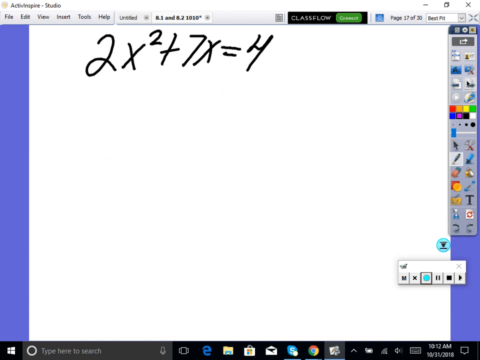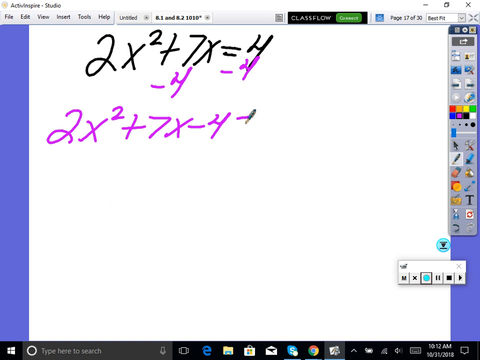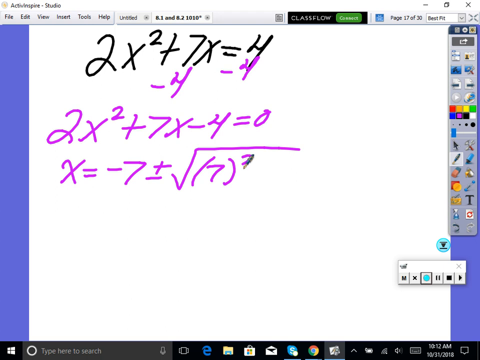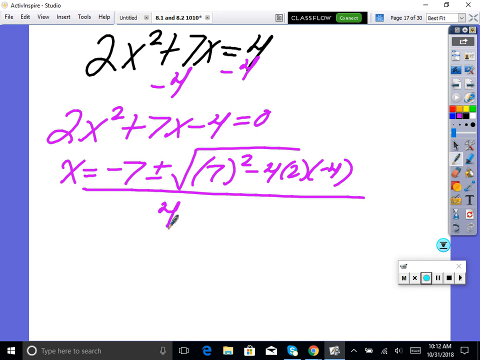Okay, let's go again. So first of all, we have to subtract 4, because with all quadratics, before we solve, it has to be equal to 0. 2x squared plus 7x minus 4 equals 0. X equals -7 plus or minus the square root of b squared minus 4 times a times c. This one's not going to come out a perfect square root.